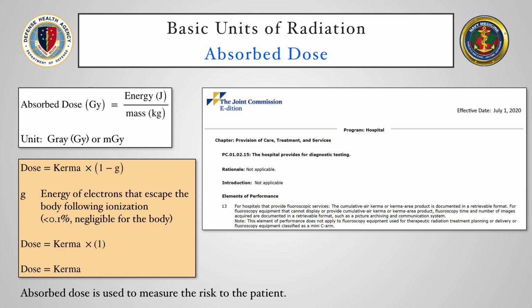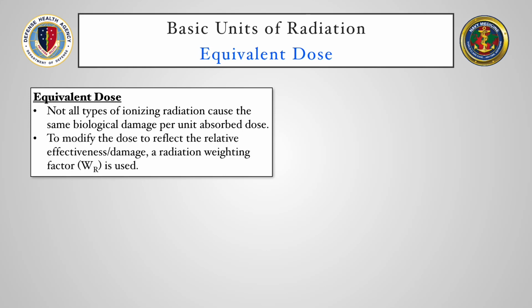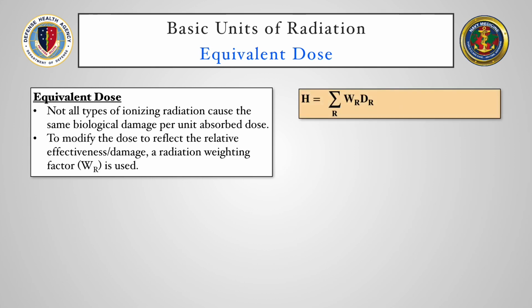Not all types of ionizing radiation cause the same biological damage per unit of absorbed dose. To modify the dose to reflect the relative effectiveness of the type of radiation, a radiation weighting factor is used. The product of the absorbed dose and the radiation weighting factor creates what's called an equivalent dose. The SI unit for equivalent dose is joule per kilogram with the special name of sievert.